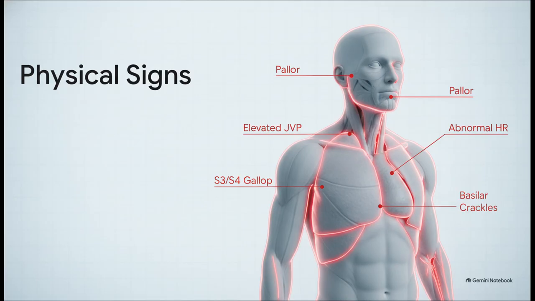And listen to the lungs and check the neck. If you see an elevated jugular venous pressure, you should immediately suspect a right ventricular infarct or congestive heart failure backing blood up into the systemic system. On auscultation, an S3 or S4 gallop points to a stiff, struggling ventricle. And basilar crackles in the lungs? That indicates fluid is backing up into the pulmonary system.